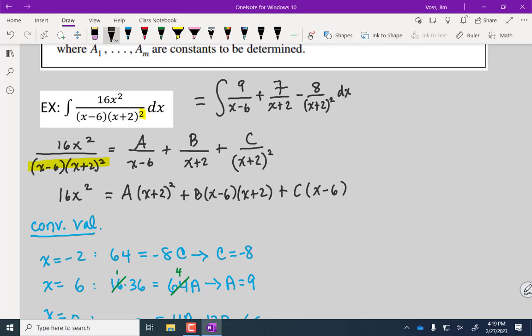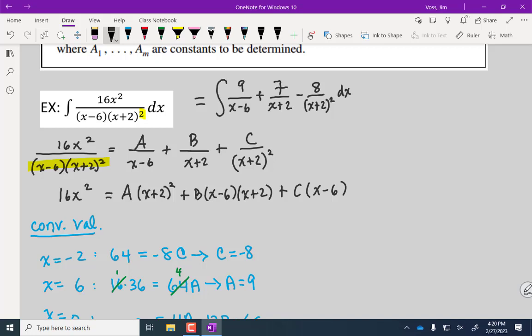And those are pretty easy to integrate. So how do you decide which variables are C, A, and B? It doesn't matter. Okay, so we just went out of order down here in the convenient value. You could put the A over the x plus 2 and the B over the x plus 2 squared, the C over the x minus 6. Is that what you mean?